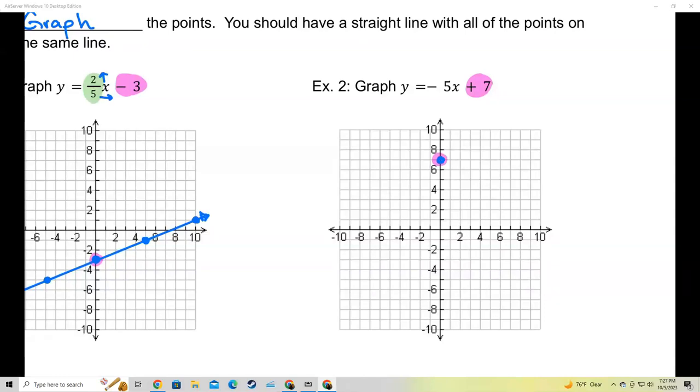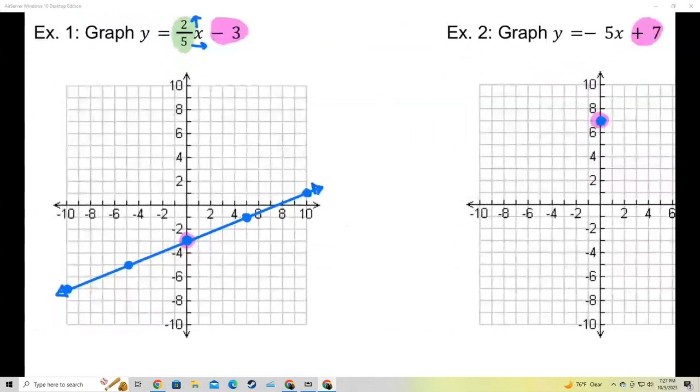You know what? I also just realized that I forgot to draw my pattern. I was going up 2, right 5. So in green, I'm going to go up 2, right 5. Sorry about that.